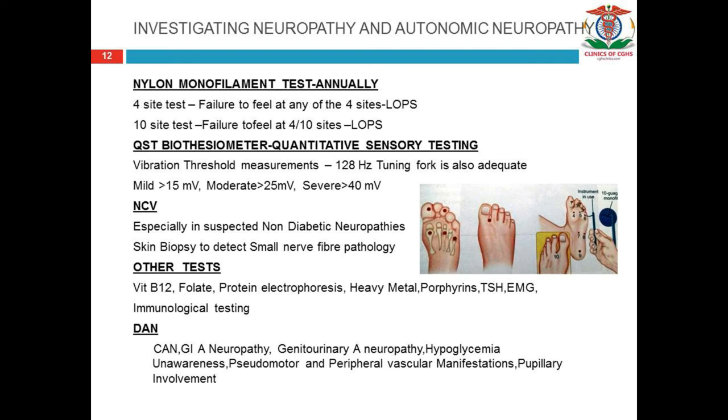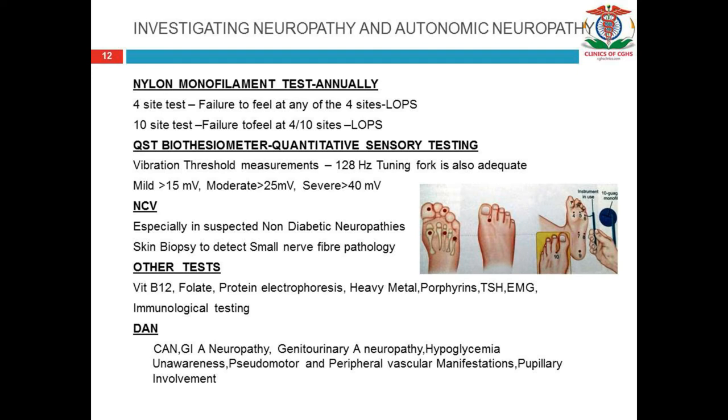Plantar side, first, third and fifth metatarsal. I cannot show my foot like this. I can show it on his foot. The plantar side of the toe and the first web, dorsal side of the first web. So if out of these four sites, any one site shows that the patient cannot feel, then we can say that the patient has loss of protective sensation, LOPS we call it.